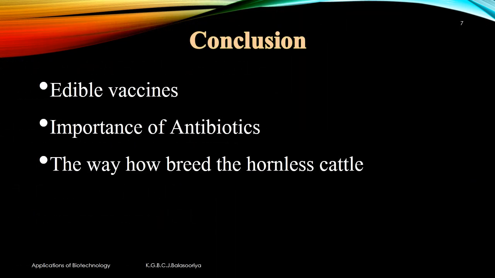When we talk about the conclusion of this video, first we talked about edible vaccines, how edible vaccines are made and examples of edible vaccines. Next, we talked about the importance of antibiotics. Finally, we talked about how hornless cattle are bred with the use of gene editing technology.